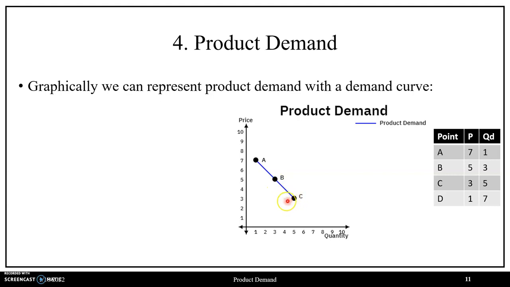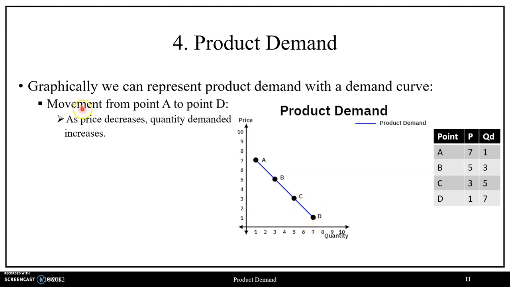At point C, at a price point of $3, this consumer is willing and able to purchase 5 slices of pizza. And at point D, at a price point of $1, this consumer is willing and able to purchase 7 slices of pizza. When we consider movements from point A to D, that is rightward movement along the product demand curve, we see that as price decreases, quantity demanded increases.